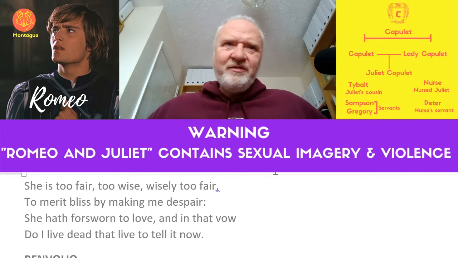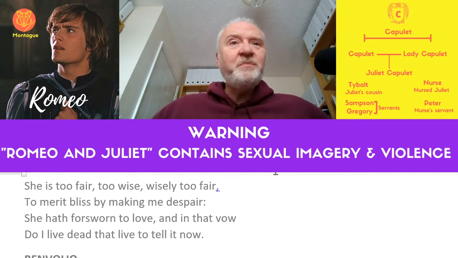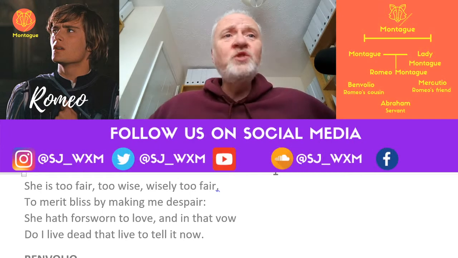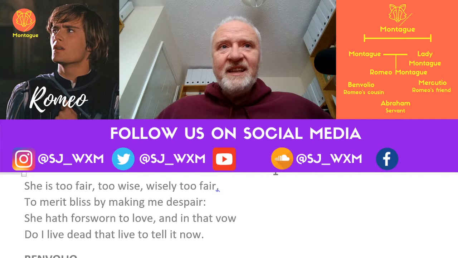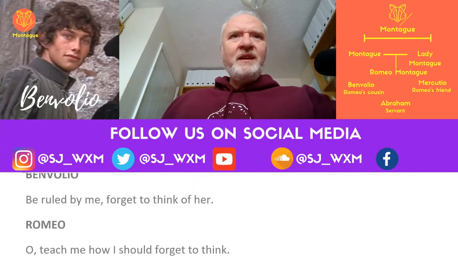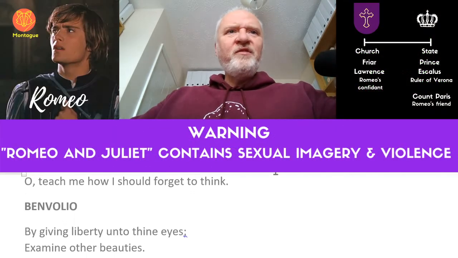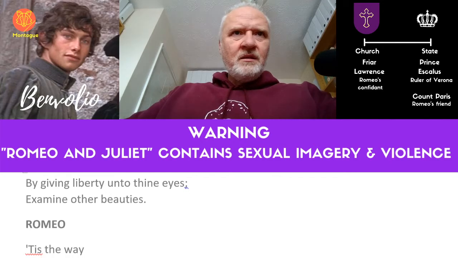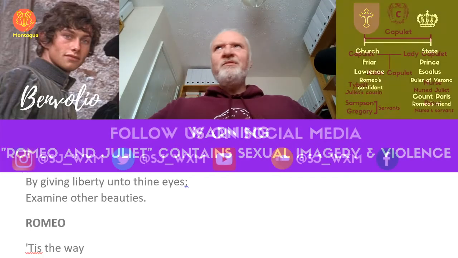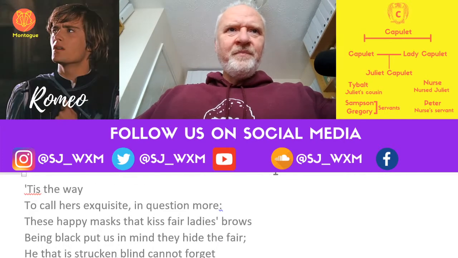Anyway, Romeo's off, saying how wonderful she is. She's too fair, too wise, wisely too fair to merit bliss by making me despair. She hath forsworn to love, and in that vow do I live dead that live to tell it now. Be ruled by me. Forget to think of her. Oh, teach me how I should forget to think. By giving liberty unto thine eyes. Examine other beauties and look around for other girls. Come on, mate. If you can't have her, don't bother.